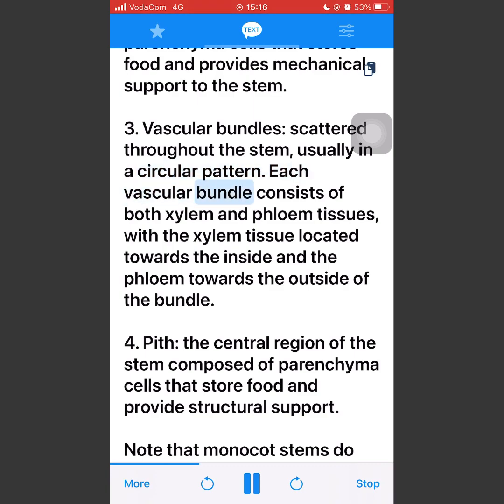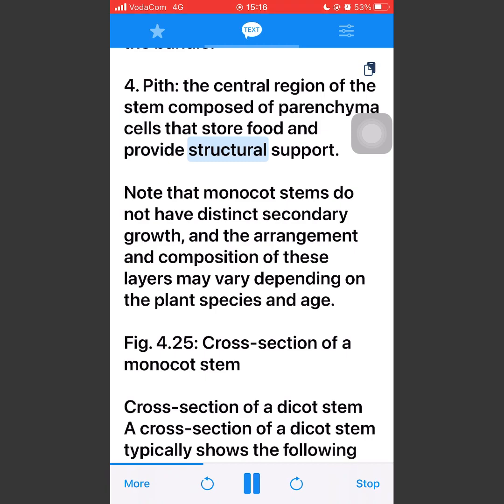Each vascular bundle consists of both xylem and phloem tissues, with the xylem tissue located towards the inside and the phloem towards the outside of the bundle. 4. Pith, the central region of the stem composed of parenchyma cells that store food and provide structural support.